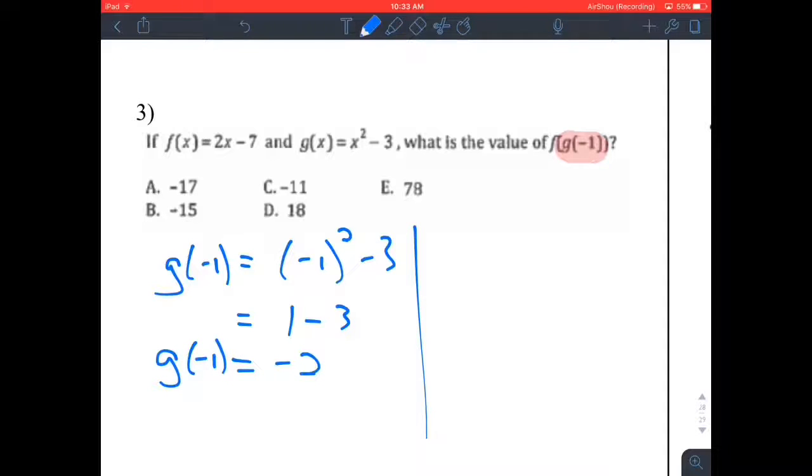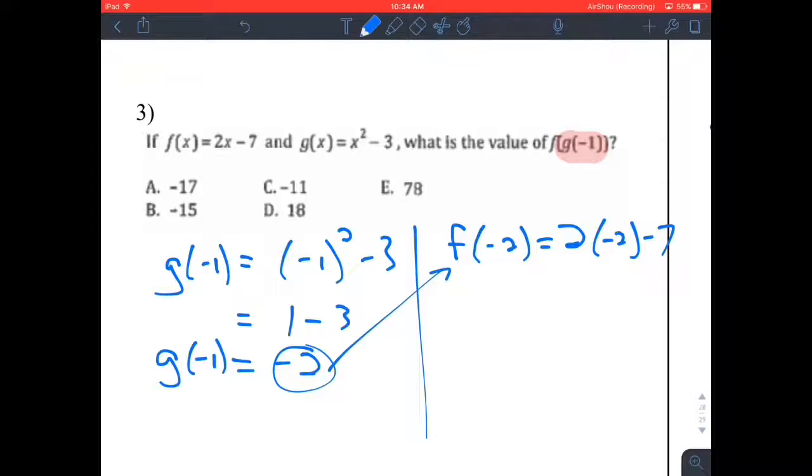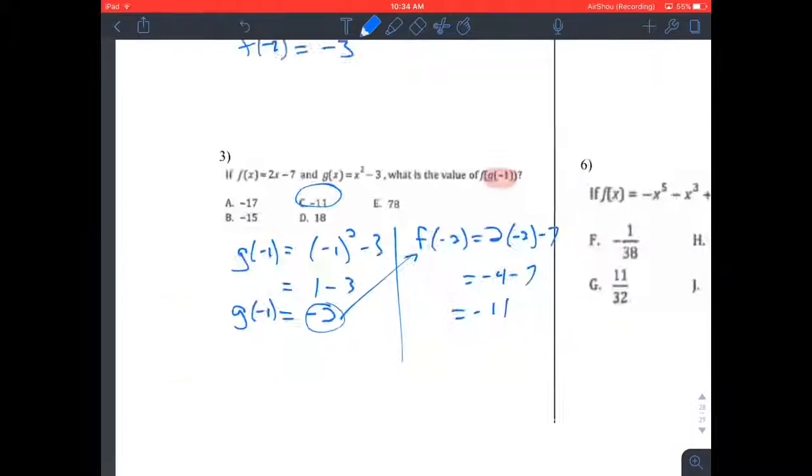So if g of negative 1 is negative 2, now we're going to plug in this negative 2 for f. It's negative 4 minus 7, which is negative 11. Done.